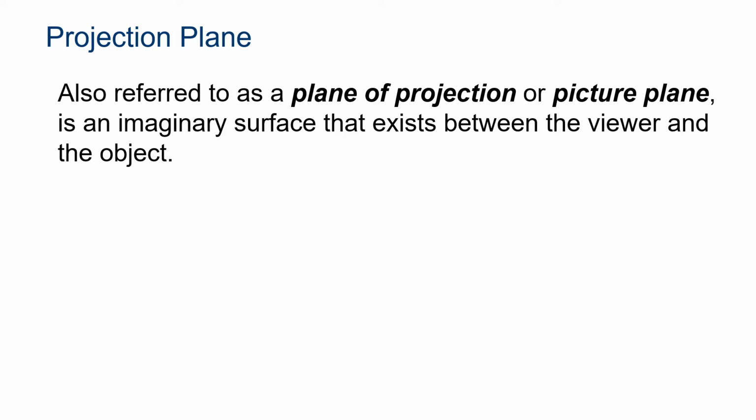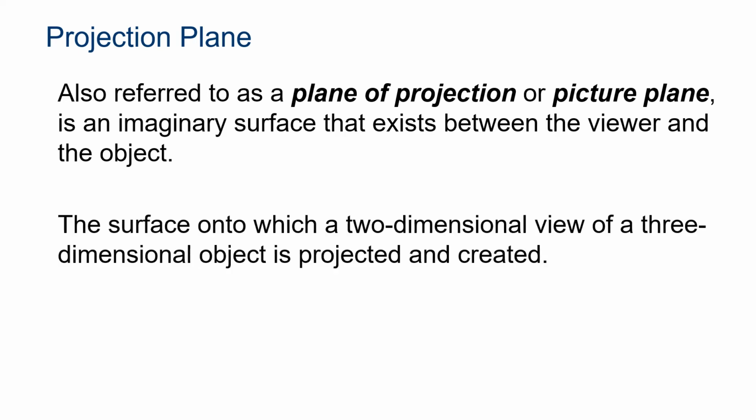Projection plane, also referred to as a plane of projection or a picture plane, is an imaginary surface that exists between the viewer and the object. The surface onto which a two-dimensional view of a three-dimensional object is projected and created.